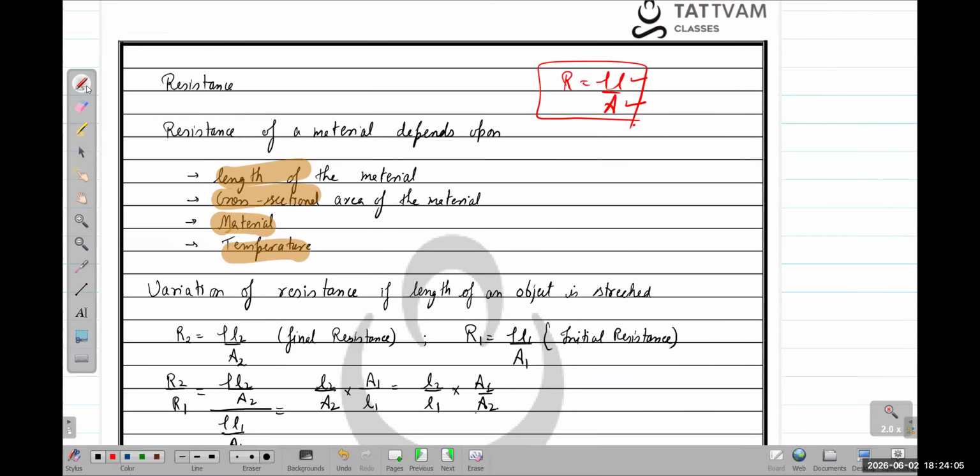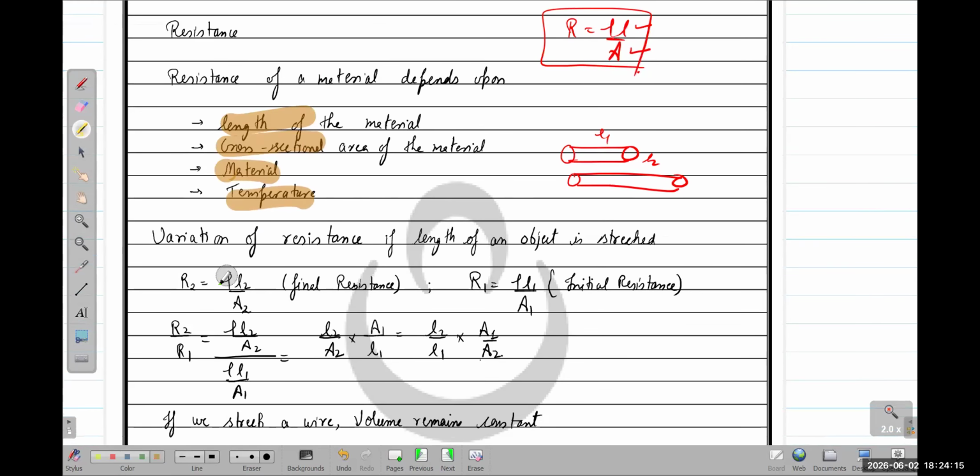If I increase the length, let's say I take a wire and stretch it, the length increases. Initially the resistance was rho L1 by A1. The next one will be rho L2 by A2. Is it clear till here? Yes, sir.